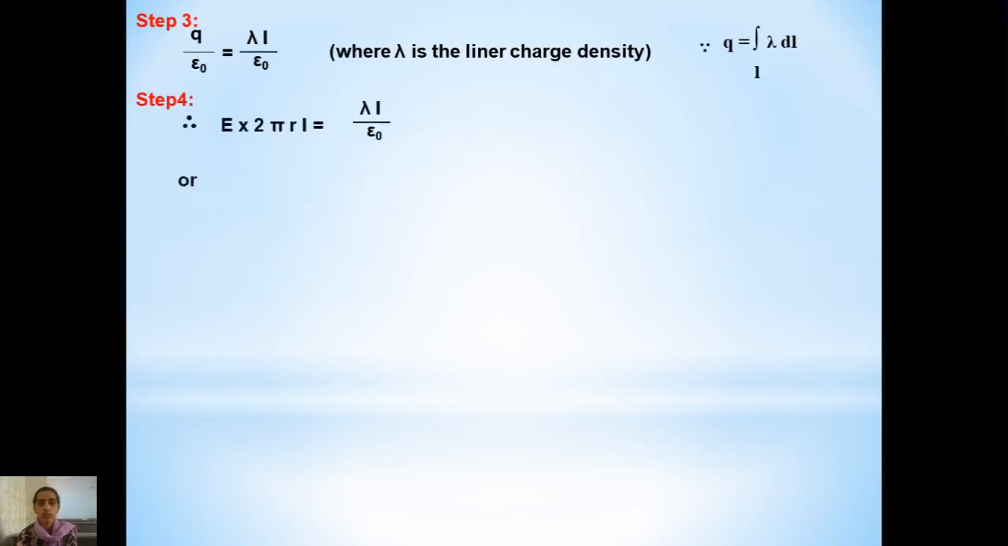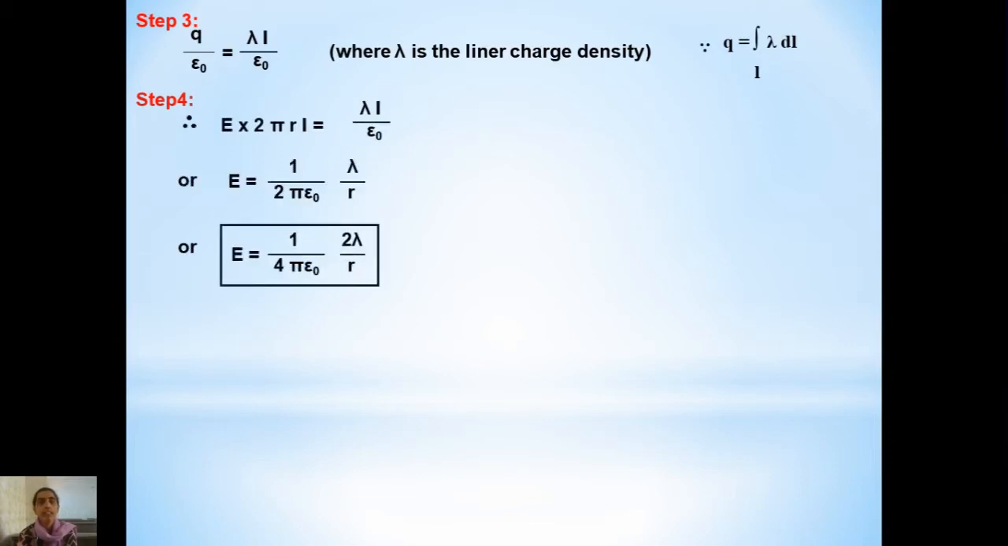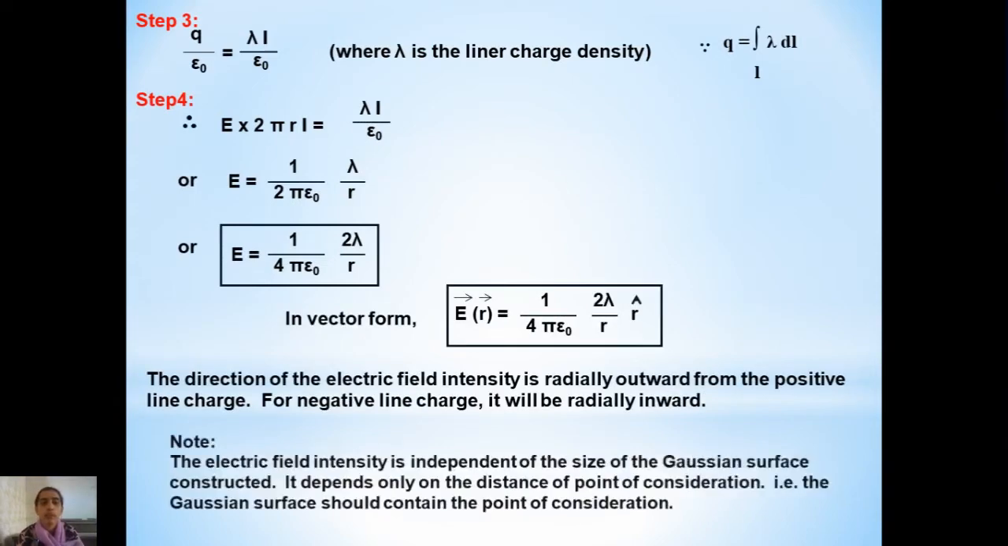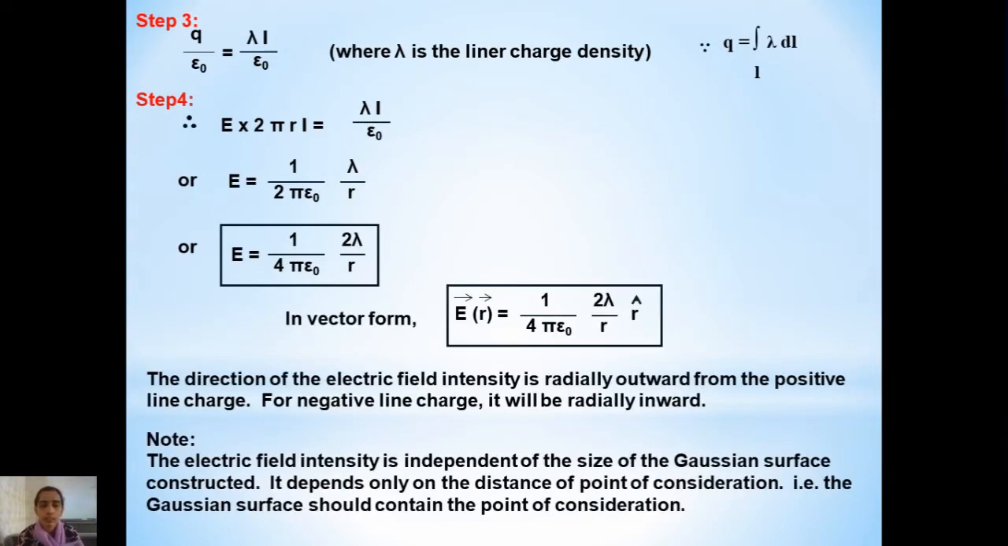Second step is to calculate the total flux, and third step, calculating the total charge, and finally in the fourth step we substituted all the values and hence calculated the electric field intensity as E equals 1 over 4 pi epsilon naught times 2 lambda divided by R, where 1 over 4 pi epsilon naught, as you know, is the force constant. Lambda is the linear charge density, and R is the distance from the center of the charge to the surface where we are calculating this electric field, right?